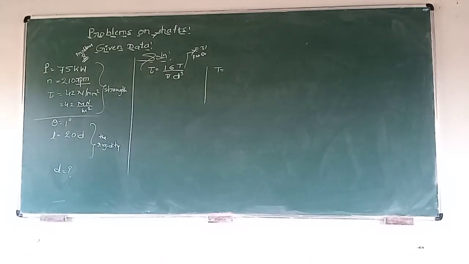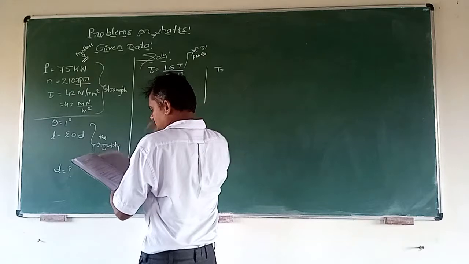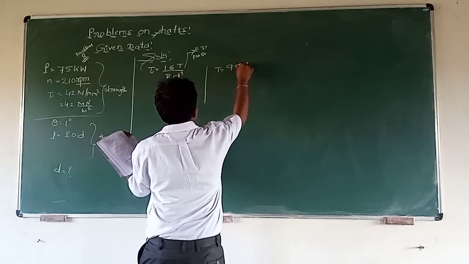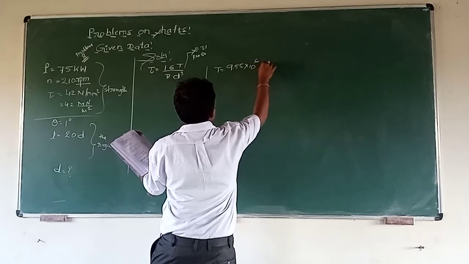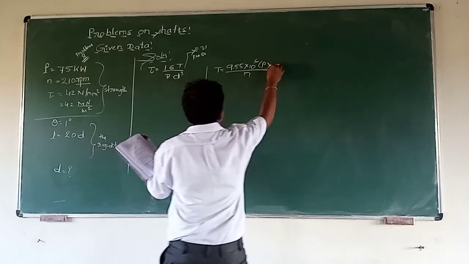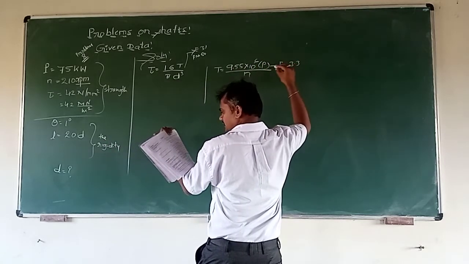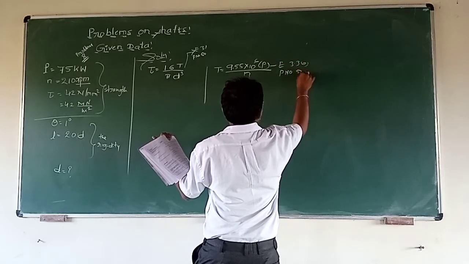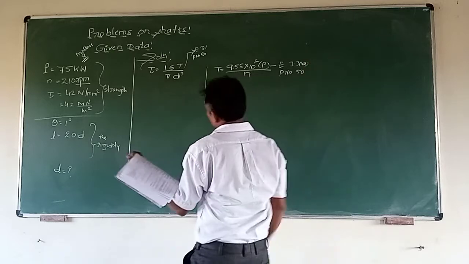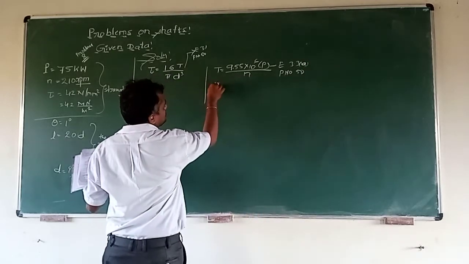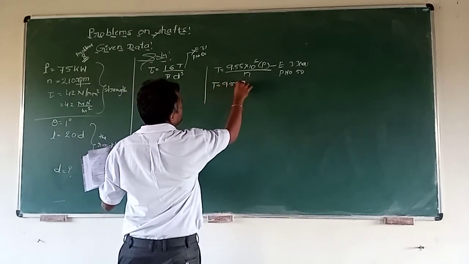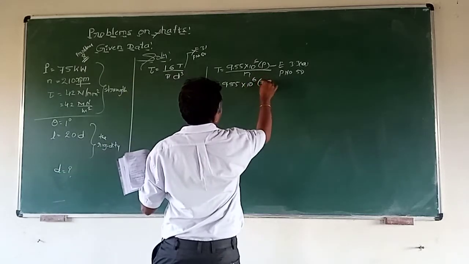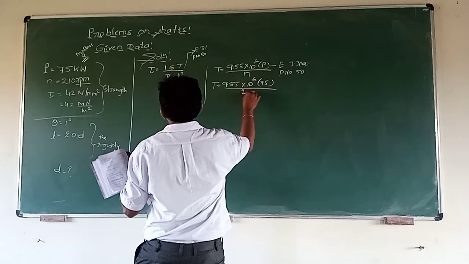Page number is 50, and here in this equation for calculating a T value, 9.55 into 10 raised to 6 into bracket P upon N is given. Equation number, I think, 3.3a, page number is again 50. So now you substitute the values: 9.55 into 10 raised to 6 into bracket P, taken as 75 only, upon 210.